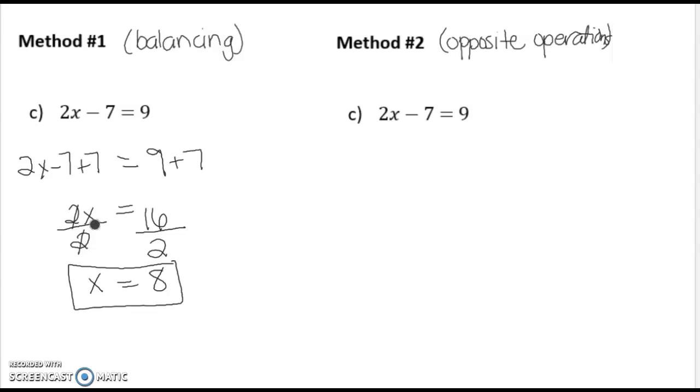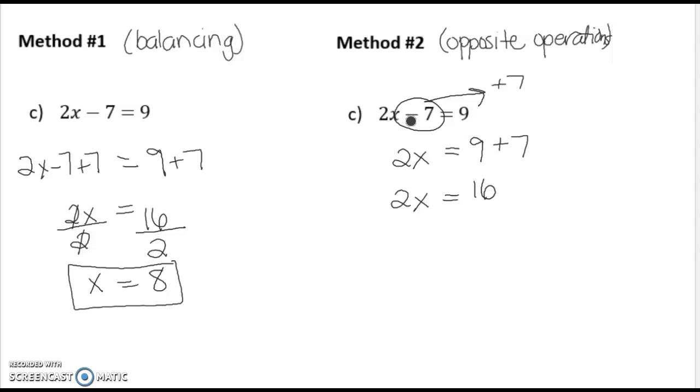Okay, or we can do it the opposite operations. So right here, we have this negative 7. We want to move it over. Negative 7 turns into a positive 7. So when you write your next line, your 2x stays the same. Then your equal sign stays the same. 9 stays the same, but opposite operation means you add 7. So we have 2x equals 9 plus 7 gives us 16.